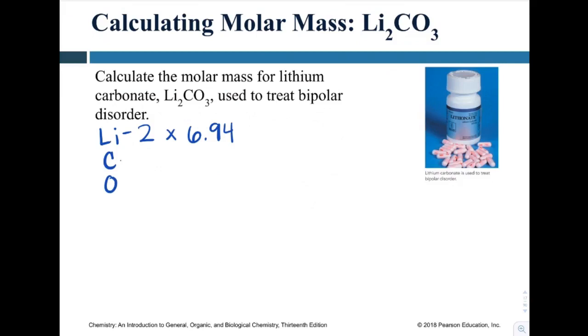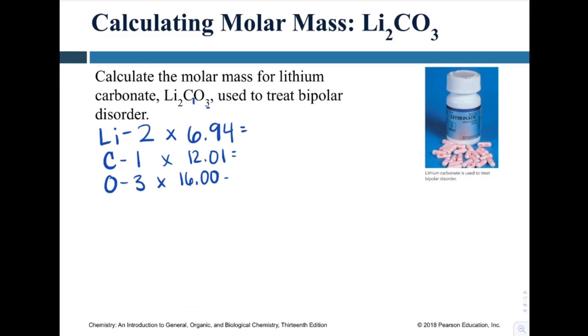6.94. Carbon, I have 1 carbon in this compound because no subscript means 1. So 1 carbon is 12.01. And I have 3 oxygens, so 3 oxygens is 16.00. Now your periodic table may have 15.998, and it's fine to round that to 16.00.